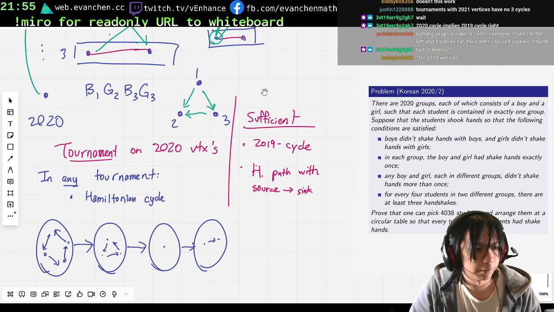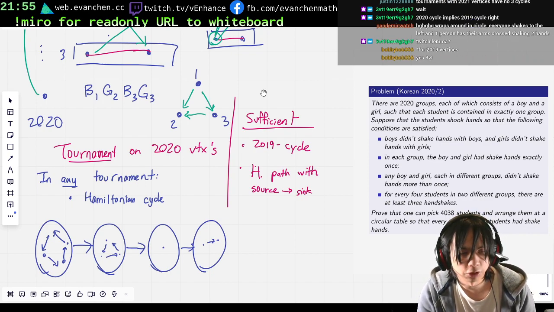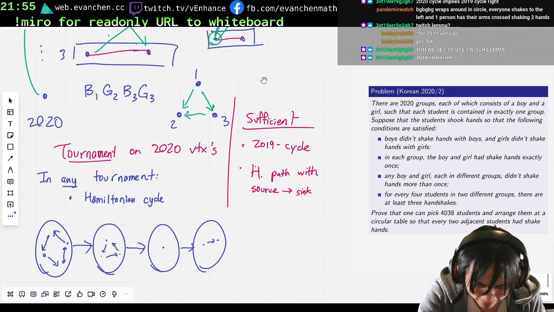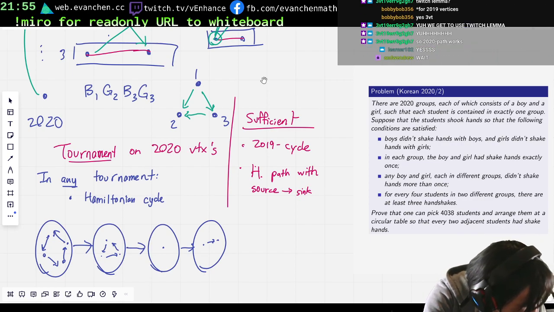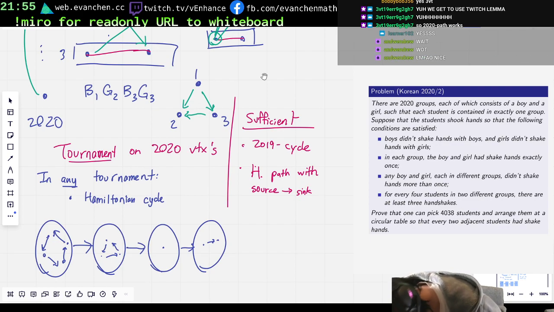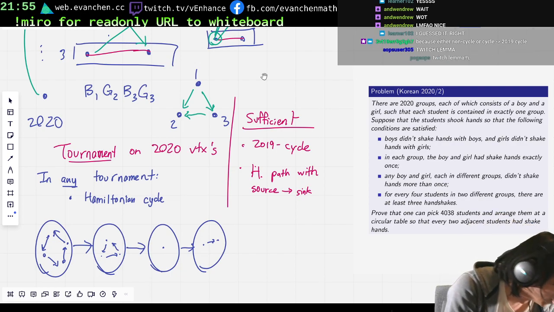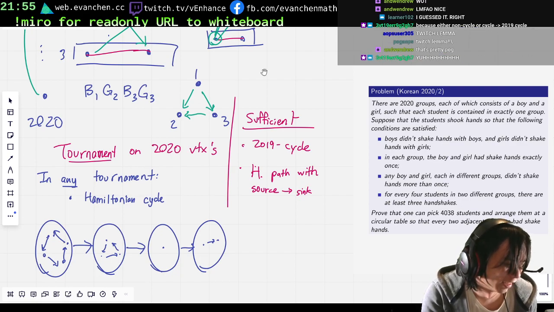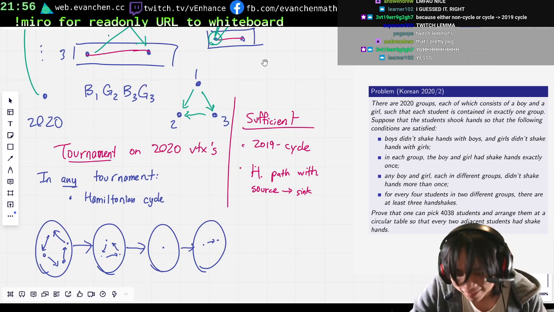Yeah, so I think the Twitch lemma does apply here. Because if there's no 2019 cycle, then there's no triangles. Yeah, Twitch lemma! This is amazing. Yeet the problem! Oh no!